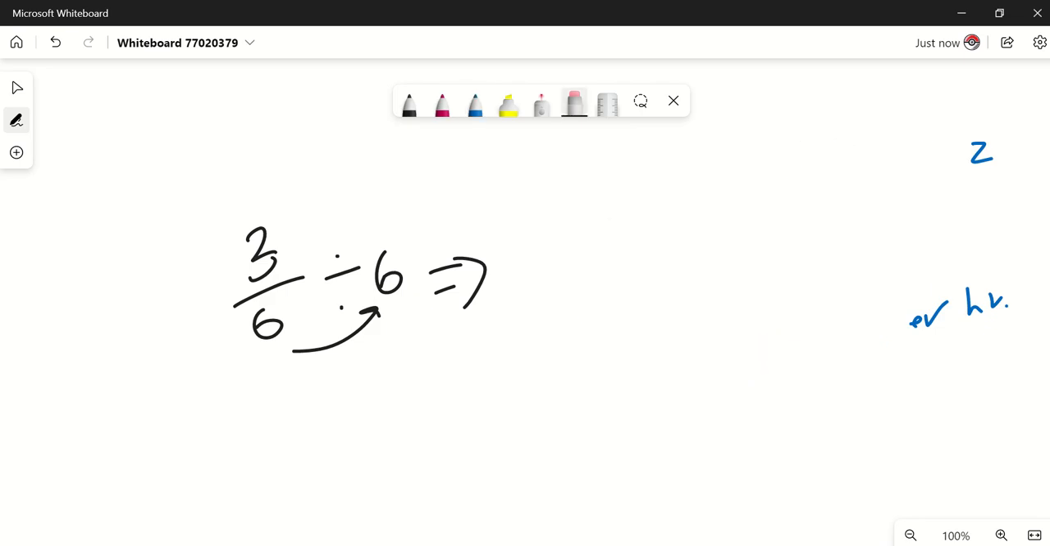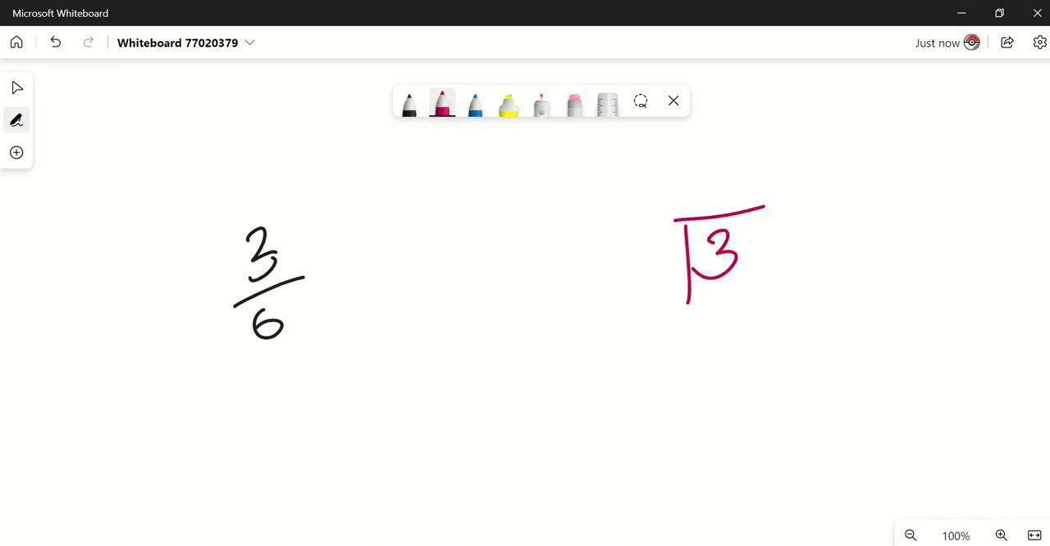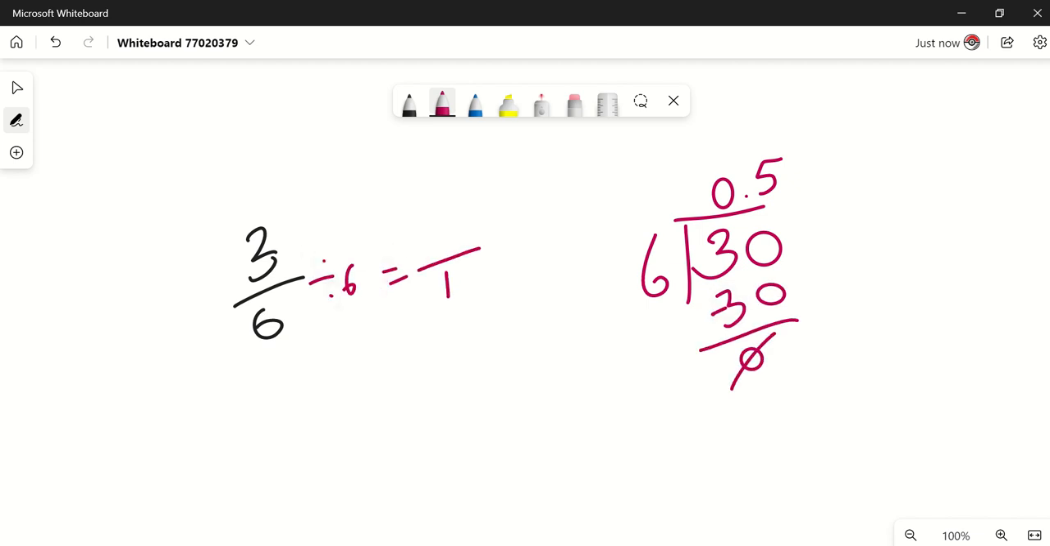Let me show you guys what would have happened if I had just divided 3 by 6. If I had divided 3 by 6, 6 cannot go into 3, so I annex a 0 after putting a 0 and a decimal. 6 will go into 30 5 times. So I still could have divided by 6. That would have given me 0.5. So 0.5 or 1/2 would have been the correct answer.